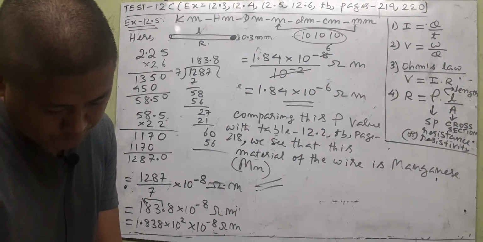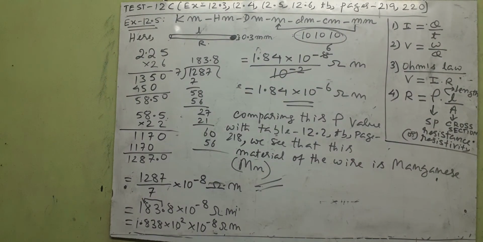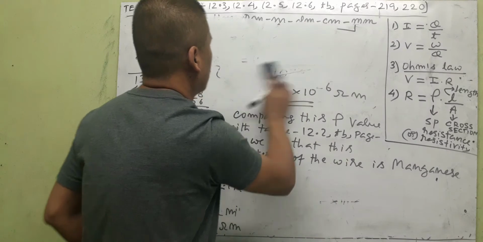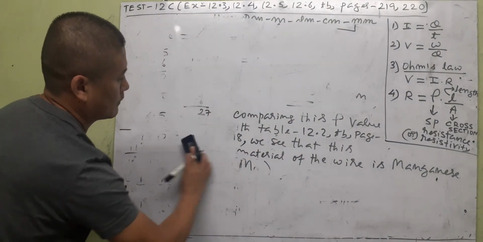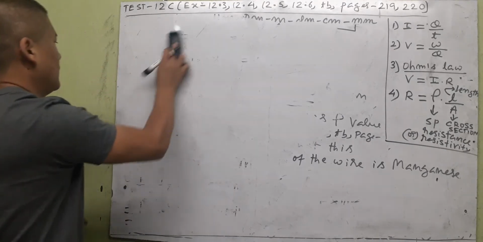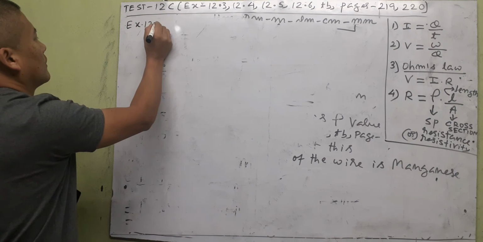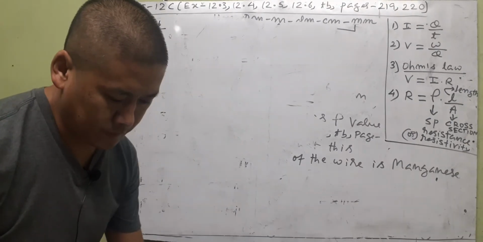So once we're through with that, one more question, 12.6. Let's see if there is time or not. Yes, I think we can do it. So let us do 12.6, example 12.6. Let me read the question. A wire of given material, length.